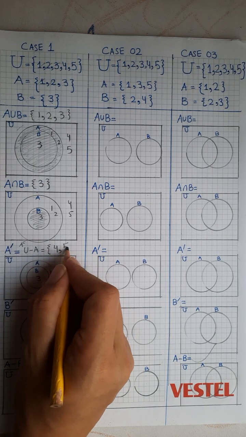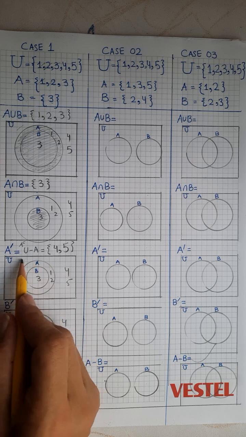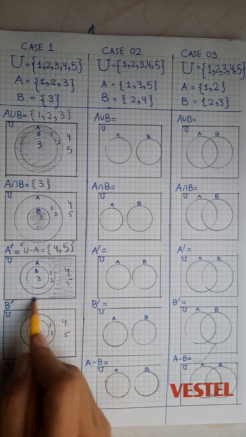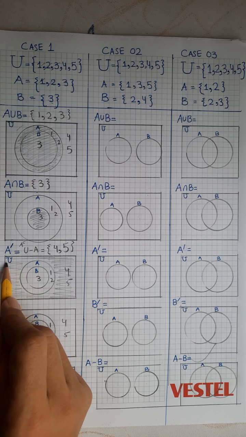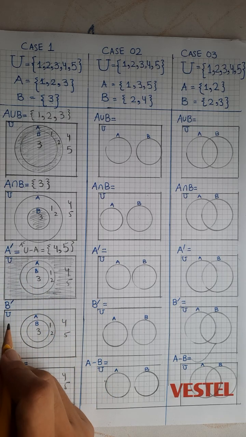4 and 5. Now as you can see in the answer, 4 5 is the outside area, which is U. So you will shade this U part like this. Okay, moving to B complement.